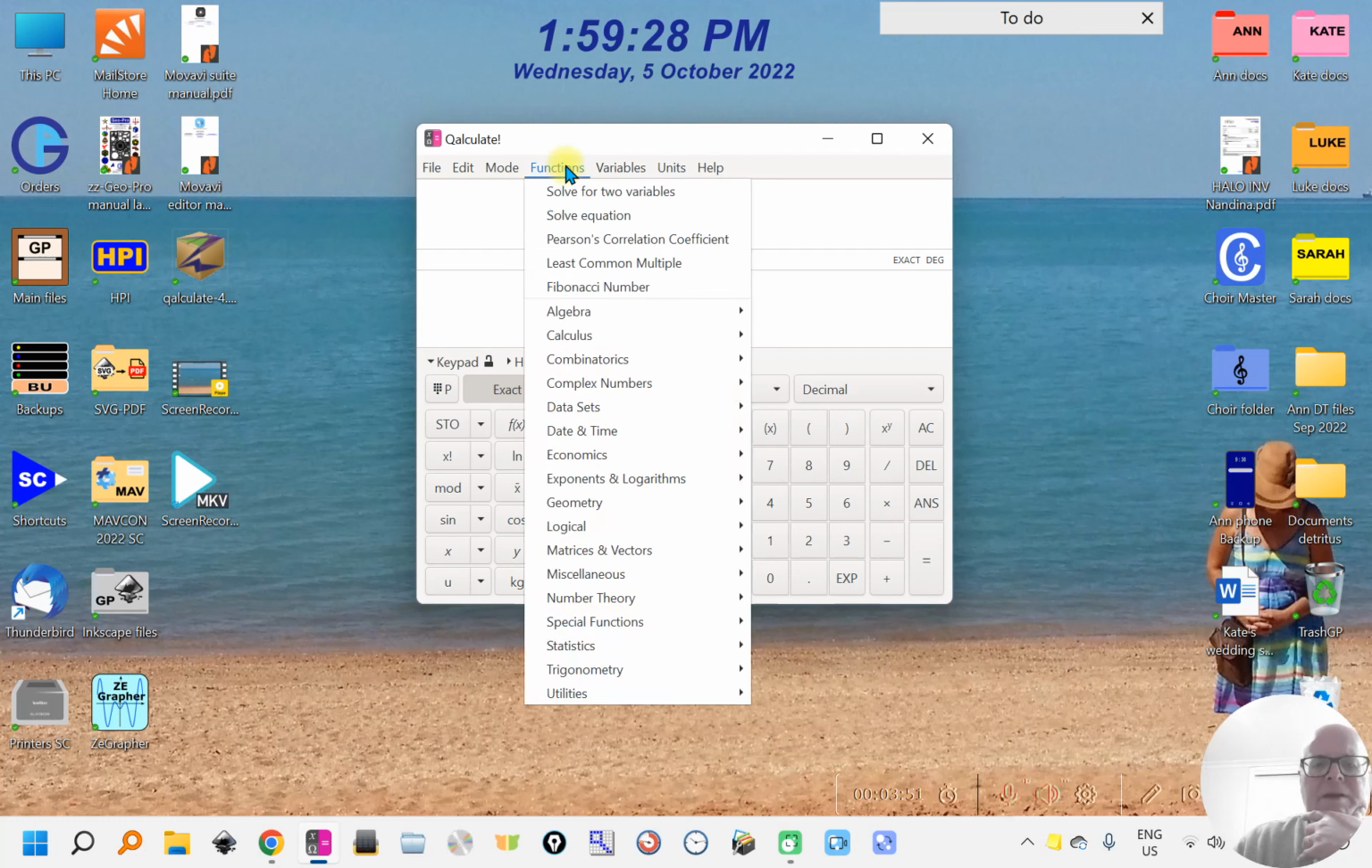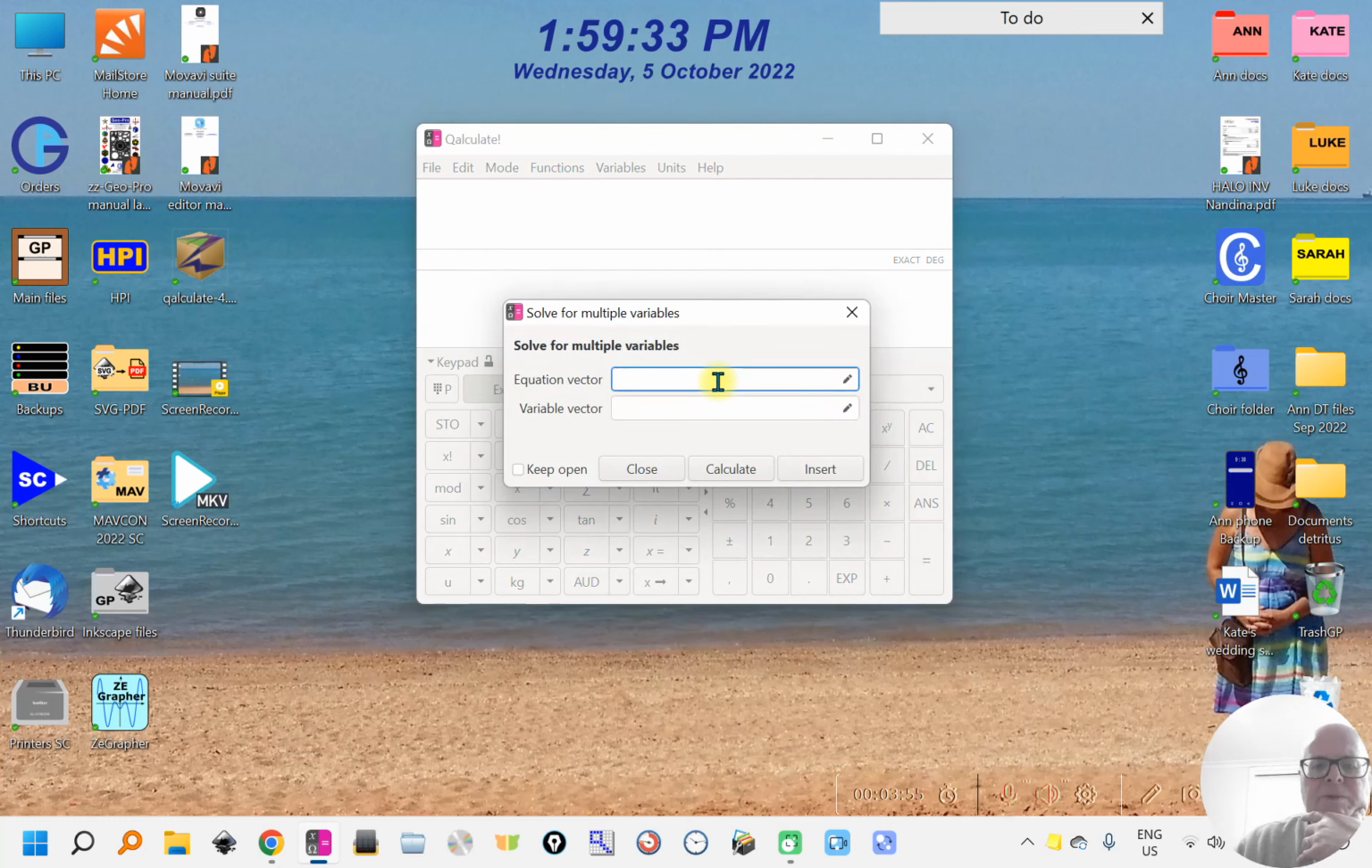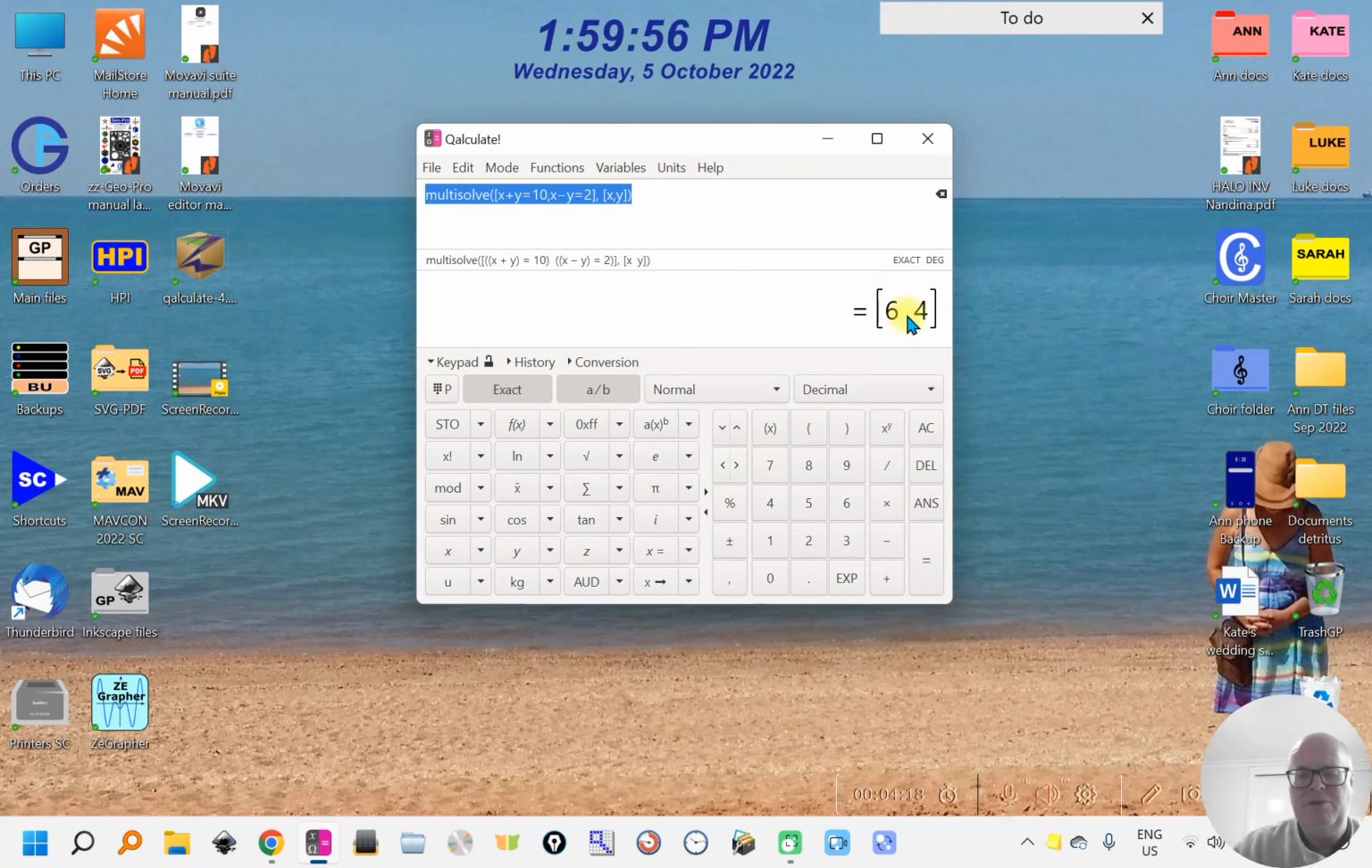under functions, algebra, solve for multiple variables, and you put in a vector of equations. That's square brackets, so x plus y equals 10 is one of the equations. x minus y equals 2 is the other equation. So that's the set of equations, but the variables, again square brackets, are x and y, which we separate with commas, and there's the solution, 6, 4.